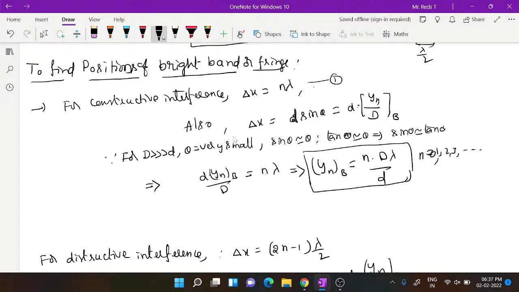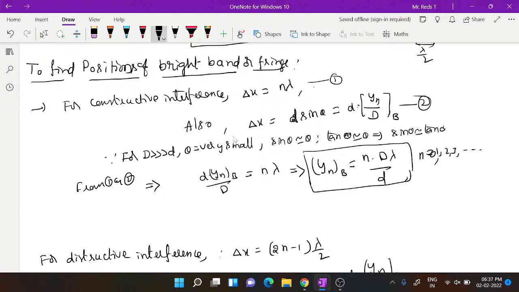So now d into yn by D is equal to delta x. This is also delta x. Let us say this is equation 2. This is path difference, and this is also path difference. From equations 1 and 2, the left hand sides are equal, delta x and delta x. If you equate the right hand sides, you will get d into yn by capital D is equal to n lambda.